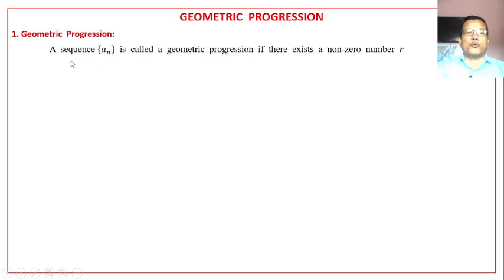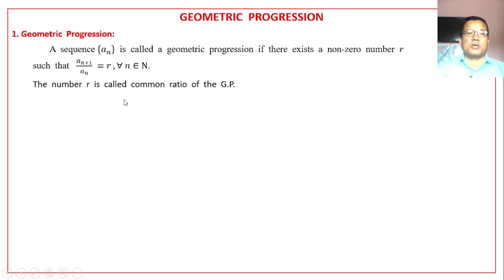Geometric progression. What is geometric progression? A sequence a_n is called a geometric progression if there exists a non-zero number r such that a_(n+1) divided by a_n equals r for all n belongs to N. The number r is called the common ratio of the GP.